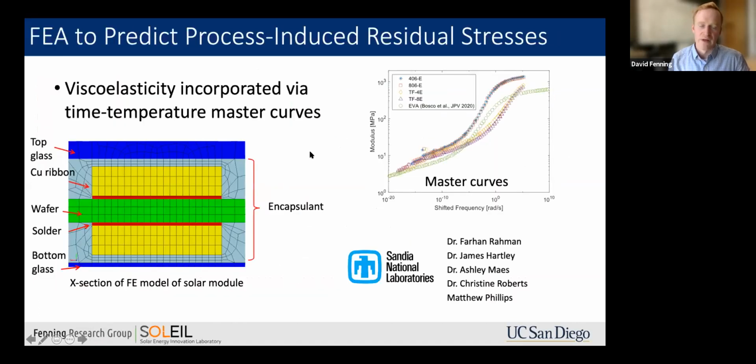So with these stress and deflection data, in order to try and identify, is it really that round versus flat wire, for example, how are these stresses arising? We are working with Sandia National Lab in order to try and understand these effects. They are producing master curves of the modulus of the encapsulants that we are using, and generally are found to be in pretty good agreement with those measured by Bosco and colleagues, and implementing them into finite element models where we're trying to fully capture the relevant time dependence and temperature dependence of the lamination and module encapsulation.